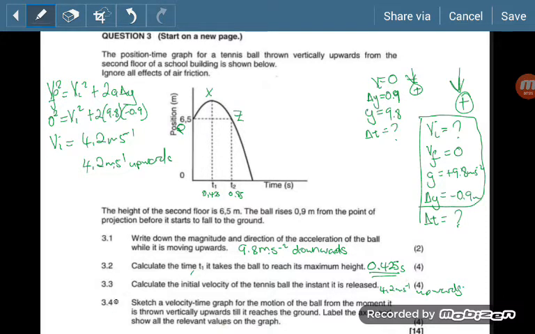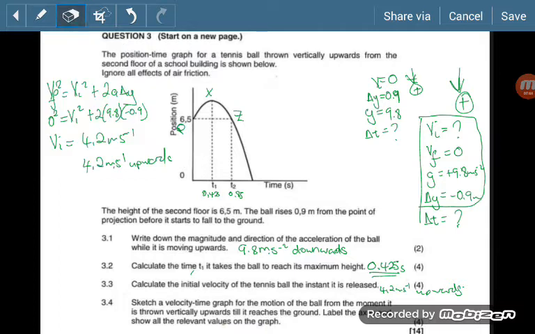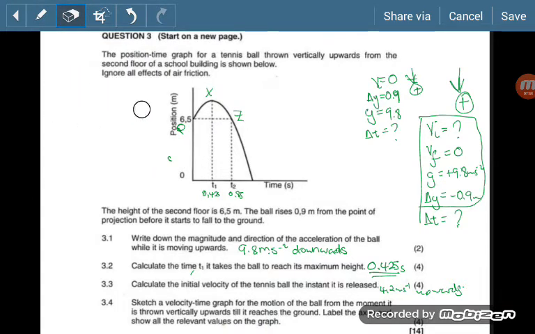Right, then number 3.4, they say sketch a velocity time graph for the motion of the ball from the moment it is thrown vertically upwards till it reaches the ground. Label the x-axis, show all the relevant values on the graph. Right, I'm just going to quickly erase this, so that I'm going to use this space to quickly sketch a graph.